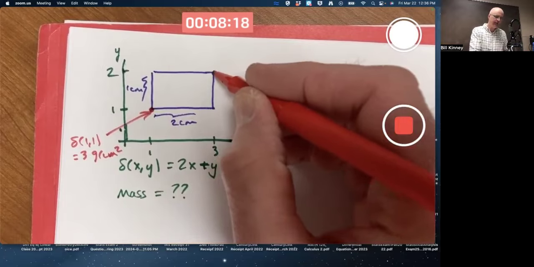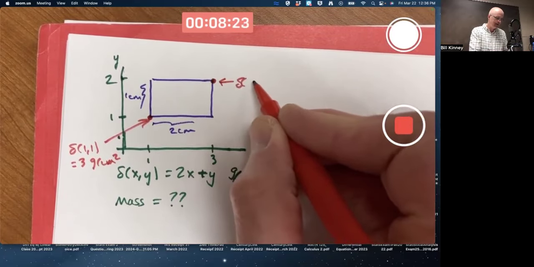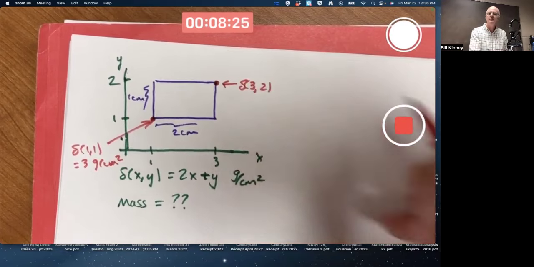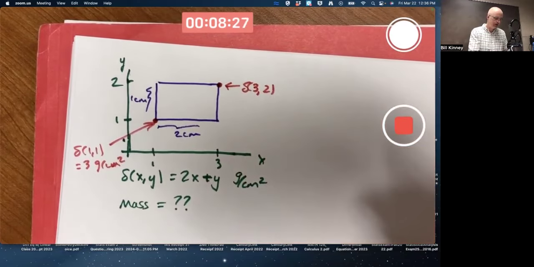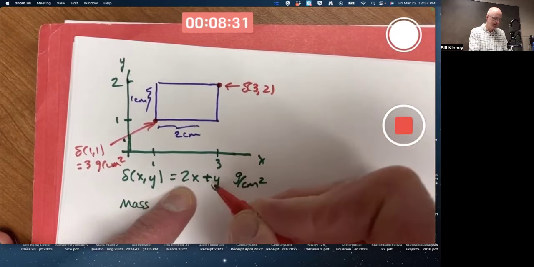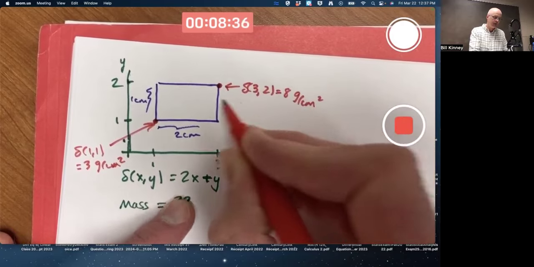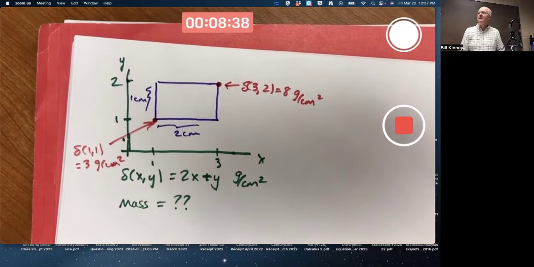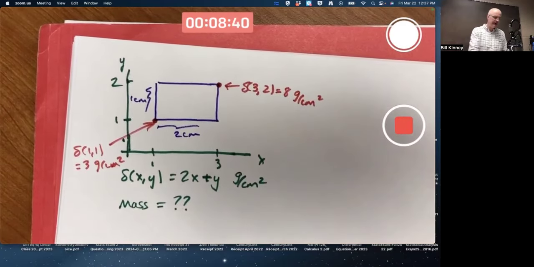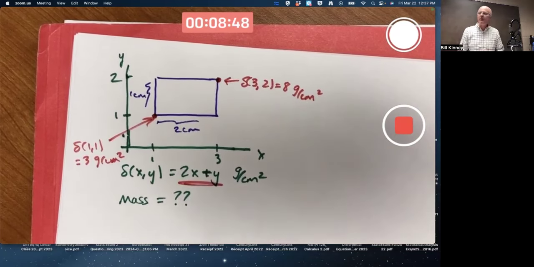At the other extreme, up here, upper right corner, delta of 3, 2, x is 3, y is 2, plug into the formula, you get 2 times 3 is 6, plus 2 is 8, 8 grams per square centimeter. So for a small chunk of area near that point, the mass would be 8 times the area, whatever that small area was. It's a linear function as well in both x and y.